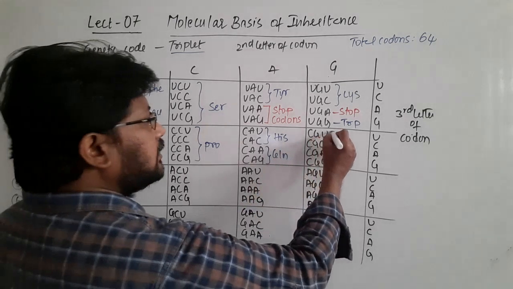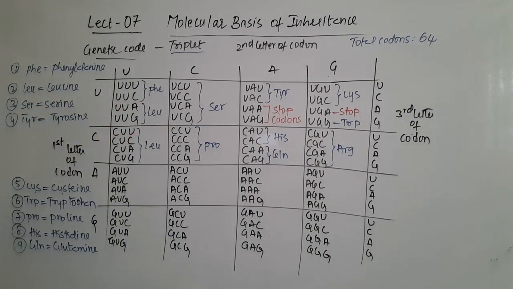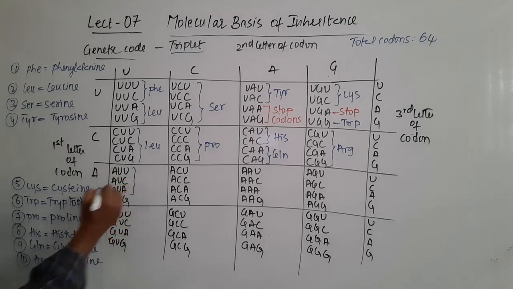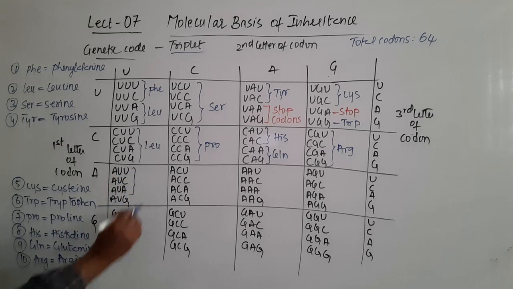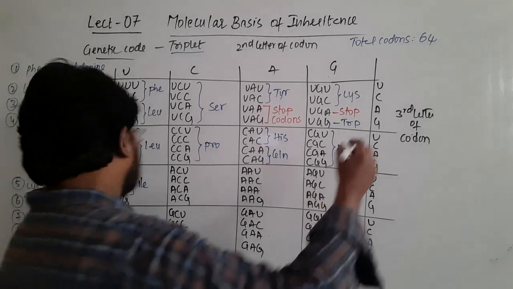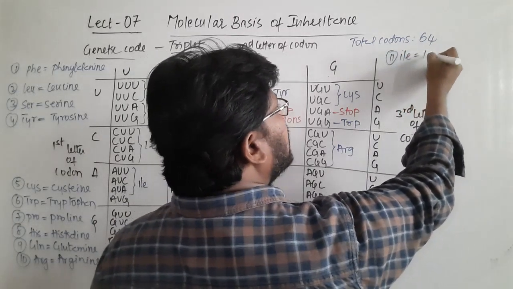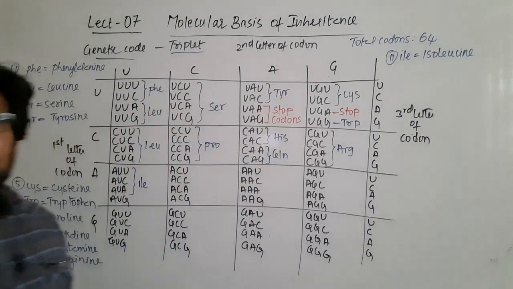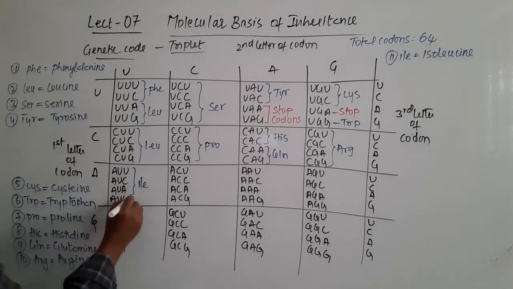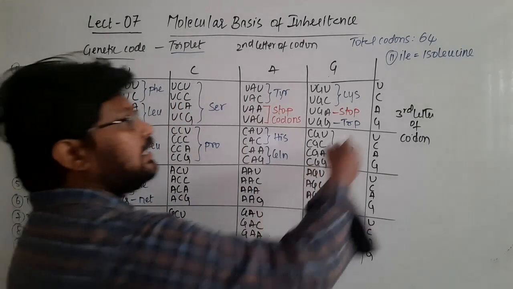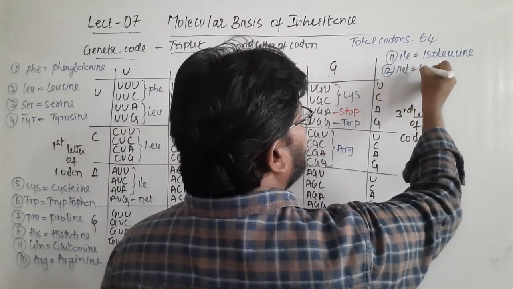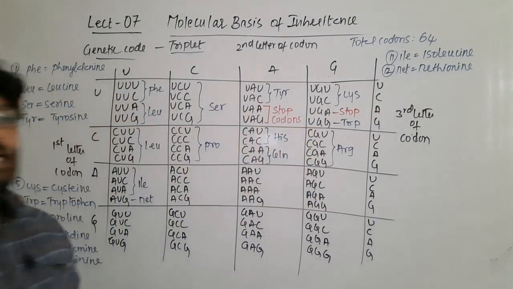And then all these will be coding for amino acid called ARG. The ARG stands for arginine. So ARG stands for arginine amino acid, right? Then coming to this part, so here the first three codons will be coding for ILE. So this ILE stands for isoleucine, and this AUG, it stands for an amino acid called MET. So that MET is methionine, stands for methionine.